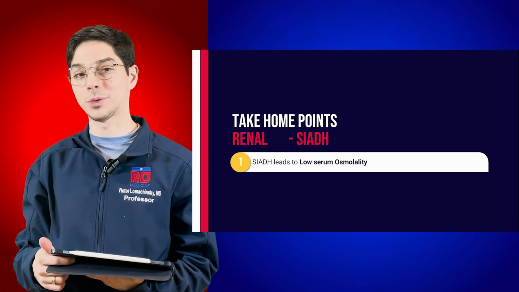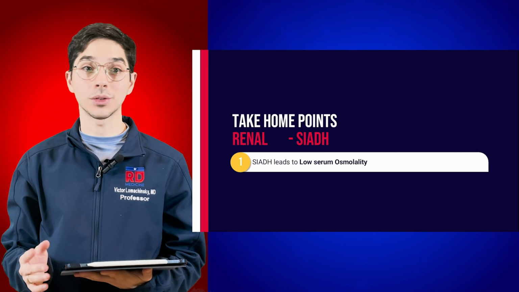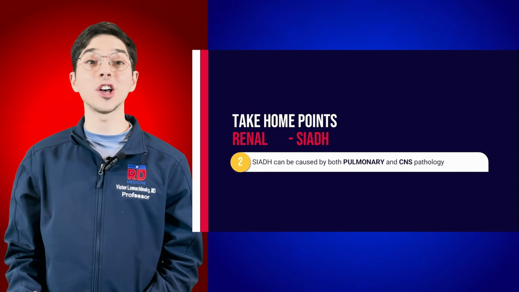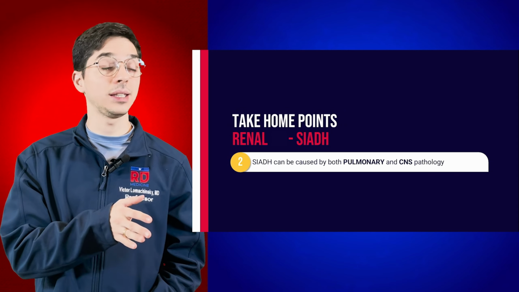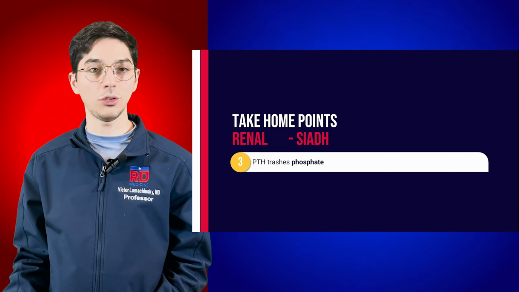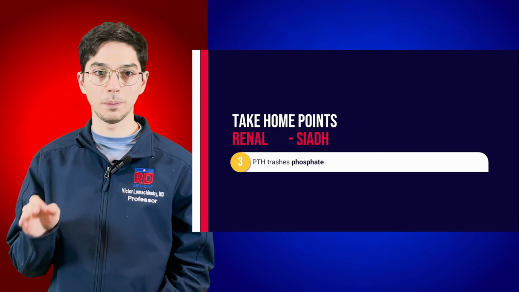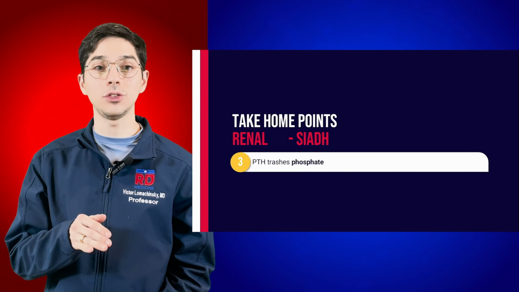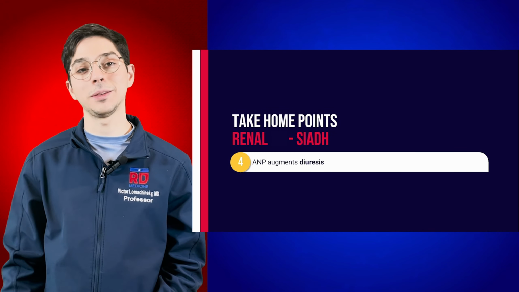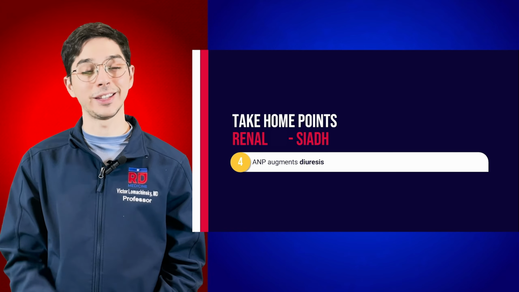Part 14. Welcome to the take-home points for the renal SIADH lecture. Well, for our first take-home point today, let's remember that SIADH leads to low serum osmolality. As for causes, SIADH can be caused by both CNS and pulmonary pathology. One key principle here is that PTH, the hormone, trashes phosphate. PTH trashes the phosphate. Another important peptide that we discussed in this lecture is ANP, or atrial natriuretic peptide. Remember what it does? It augments the diuresis.